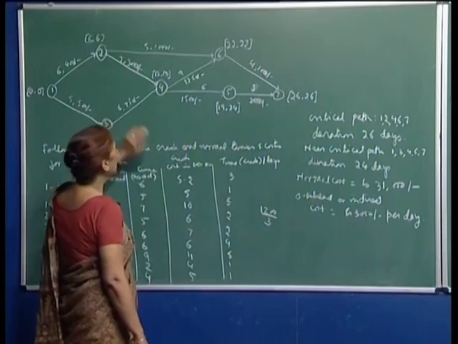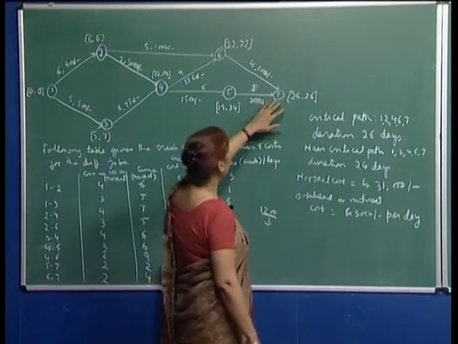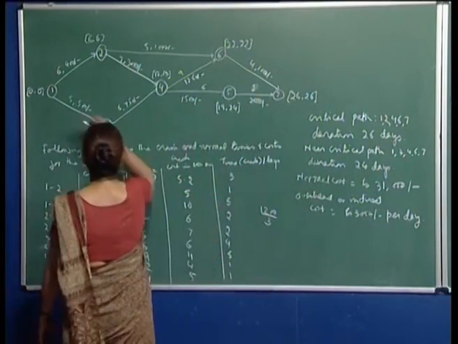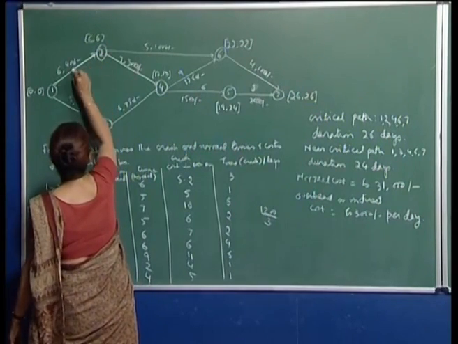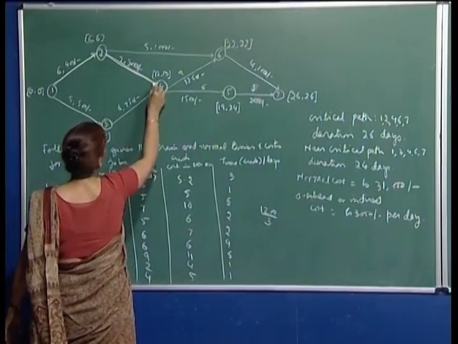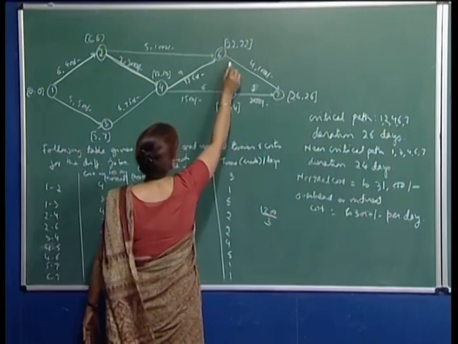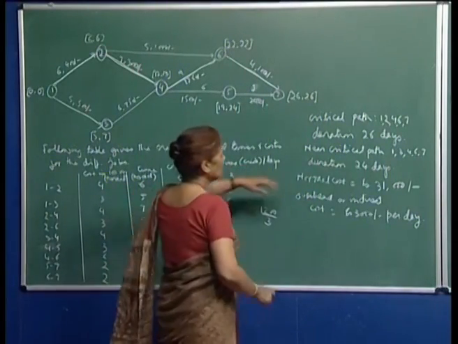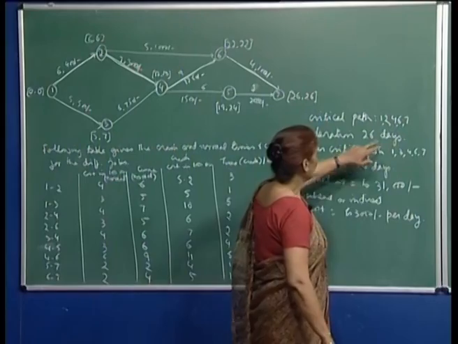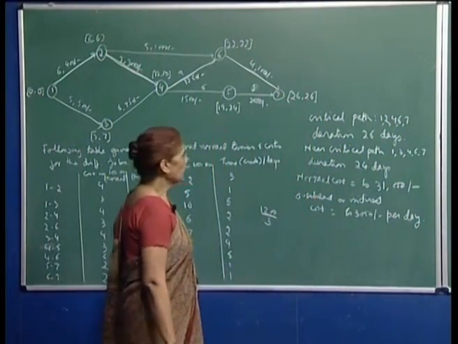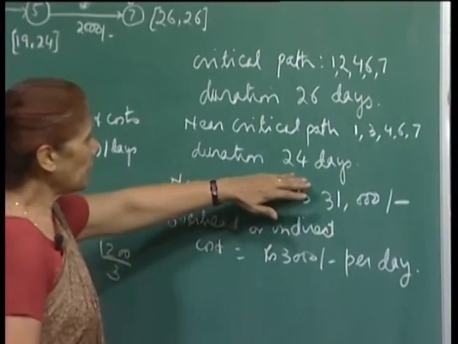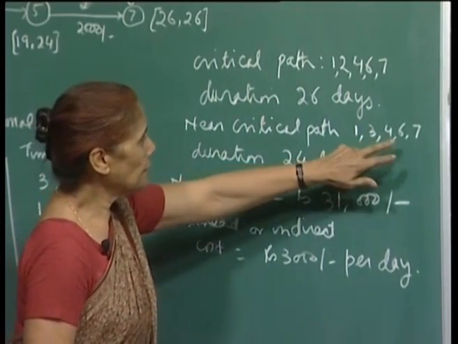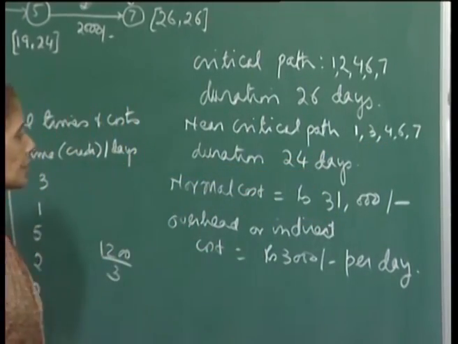As we see, the critical path I have already pointed out to you. This is the example we discussed earlier. So, 1 2, 2 4, 4 6 and 6 7. This is your critical path, and the total duration is 26 days. The near critical path is 2 days away, which is the path 1 3 4 6 7, and its duration is 24 days.